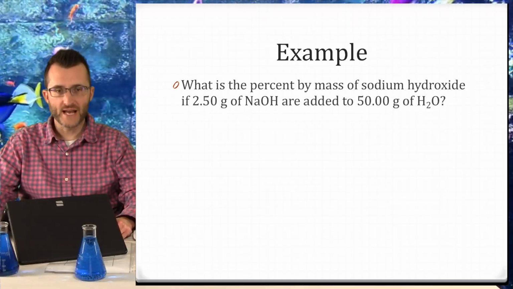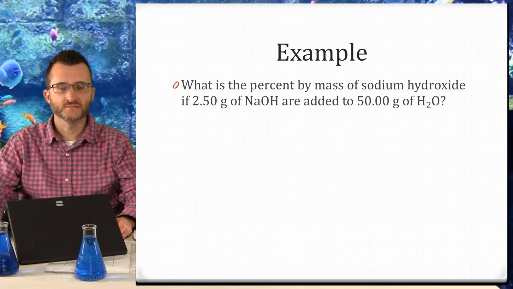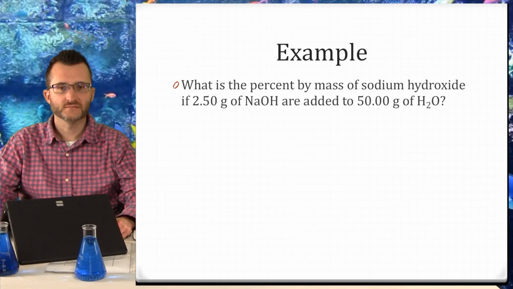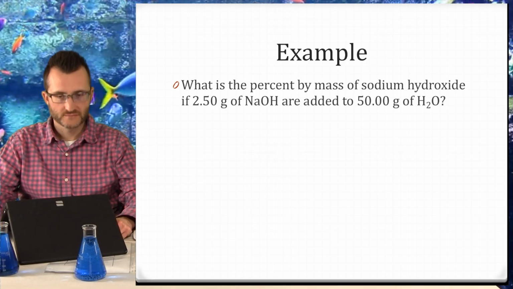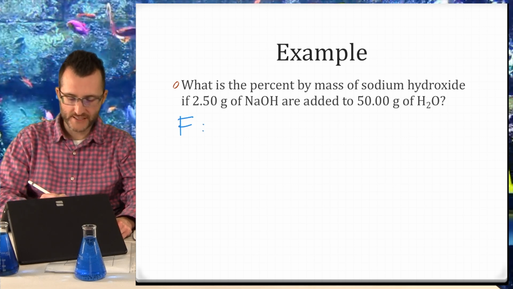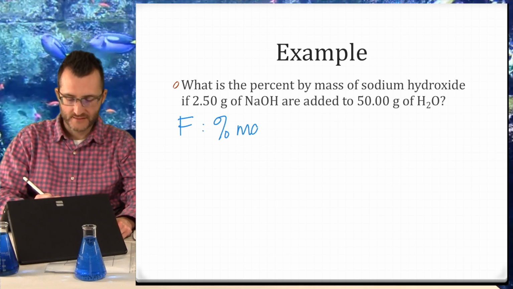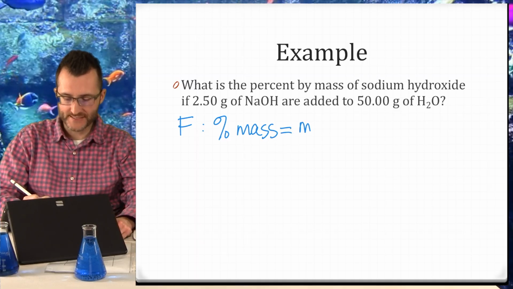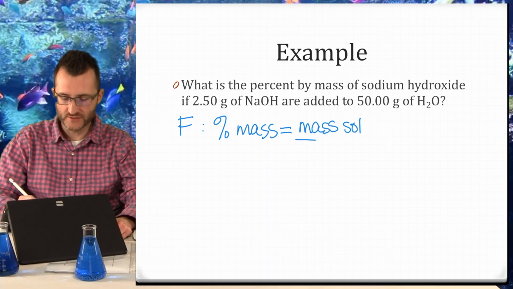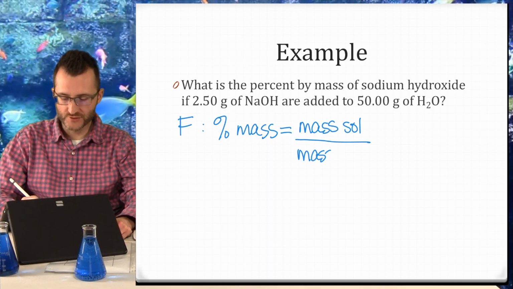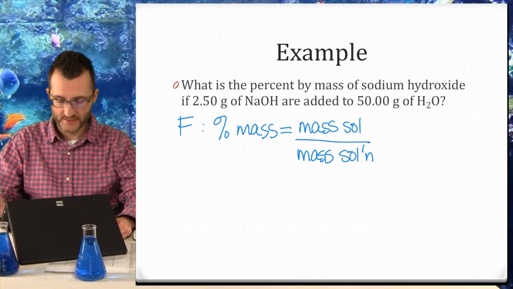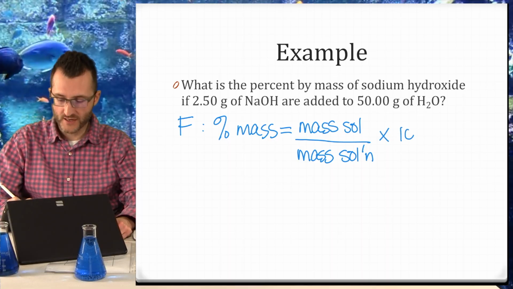Shu, are you ready? I'm ready. What is the percent by mass of sodium hydroxide if 2.50 grams of NaOH are added to 50 grams of H2O? We're going to do FSA, so what's our formula? Our formula would be percent mass, equal to the mass of the solute. I'm going to abbreviate: SOL for solute, divided by the mass of solution, SOL apostrophe N for solution, and then that whole thing is times 100.